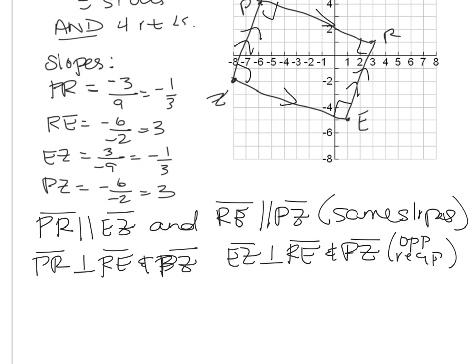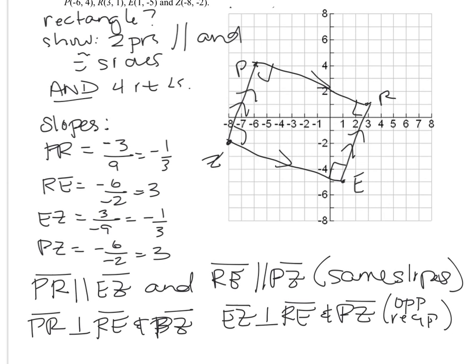Okay, and then the last thing that we need to determine is the distances, and the only reason really we need to do this is to determine that it has 2 pairs of congruent sides as opposed to 4 congruent sides, because if all 4 sides were congruent, then it wouldn't be a rectangle, it would be a square. Okay, so just to distinguish between the rectangle and the square, we'll calculate all the distances.